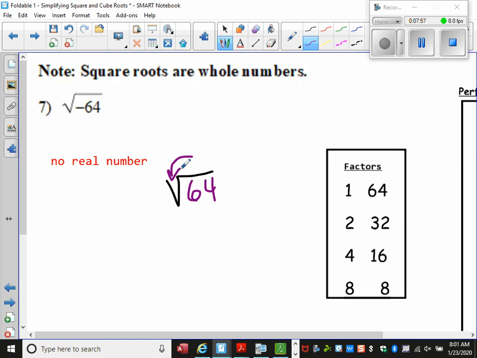Because a negative times a negative is going to give me a positive, and a positive times a positive is going to give me a positive. So you simply write no solution or no real number. Actually, it's an imaginary number. That's why we say no real number. This actually comes out to be an imaginary number, so if you want to say imaginary, you're more than welcome to say that as well.